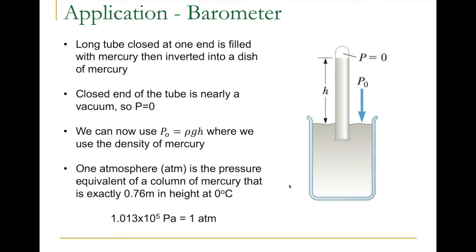Now, back in the day, they used to refer to the units of a barometer in terms of millimeters of mercury. We've come a long way since then, and now we refer to pressure in terms of either pascals or atmospheres. And an atmosphere, by definition, is just the equivalent of a column of mercury that is exactly 0.76 meters in height at 0 degrees Celsius.